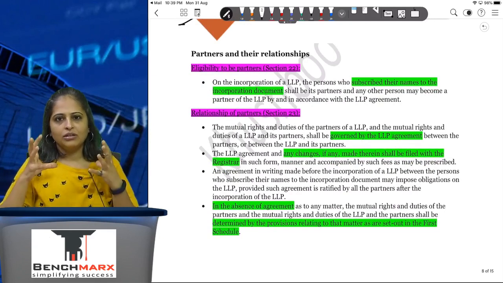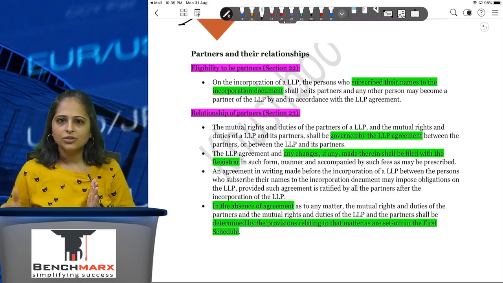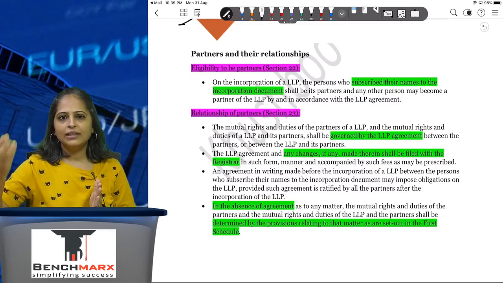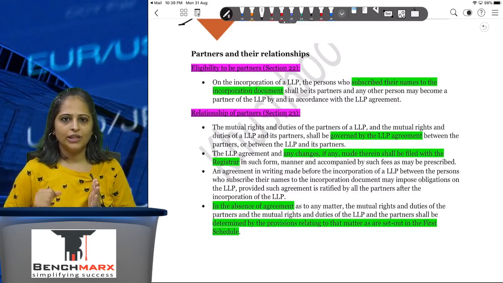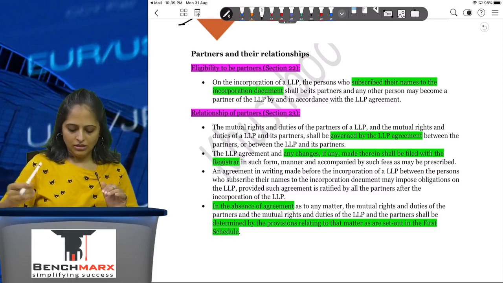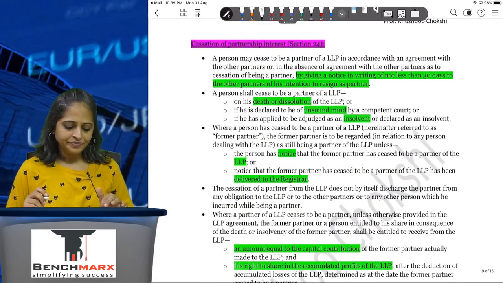Now, the relationship between the partners, as I mentioned, is governed by the LLP agreement. If there are any changes to the LLP agreement which you have filed with the registrar of LLPs, then you will have to intimate the registrar of LLPs saying that these are the changes, and these changes will be applicable to the partners. And in the absence of an agreement, the first schedule of the LLP Act will be applicable.